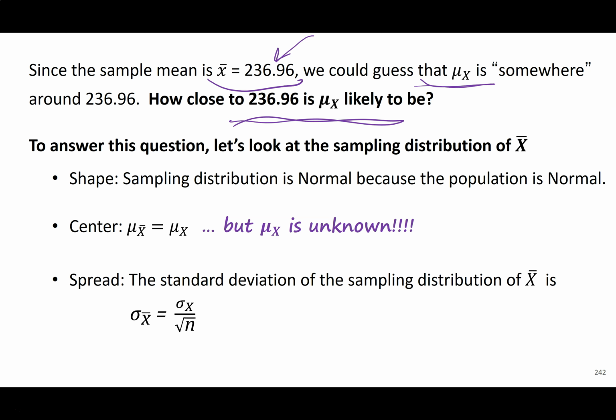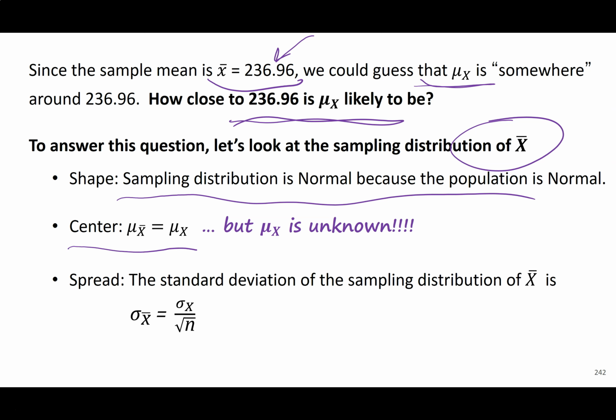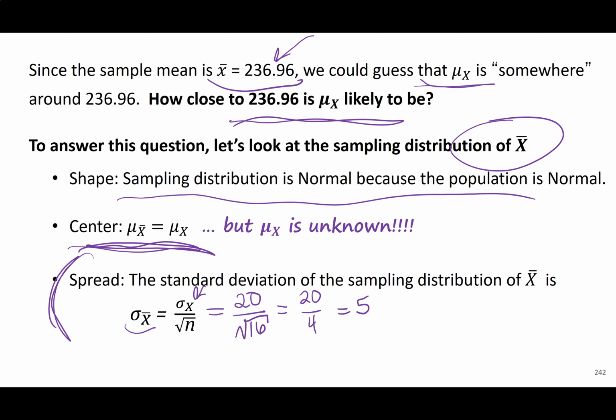So, things that we know about the distribution of x bar: we know the population was normal, so we know the sampling distribution is going to be normally shaped. We know that the center is going to be at mu, but we don't know this value. And we know the spread. The spread is going to be equal to sigma of x bar, which is the standard deviation of the population, that 20, divided by the square root of the sample size. This is nice. So it's 20 over 4, which is equal to 5. That will be the standard deviation of the sampling distribution of x bar.